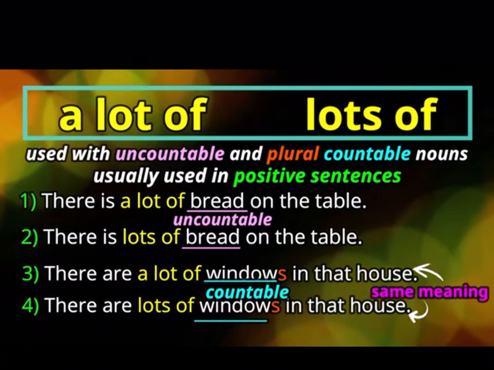All right, now let's look at examples 3 and 4. There are a lot of windows in that house. Windows here is a countable noun, so we can pluralize it and put an S. Example 4, there are lots of windows in that house. So 3 and 4 again mean the same thing as 1 and 2.